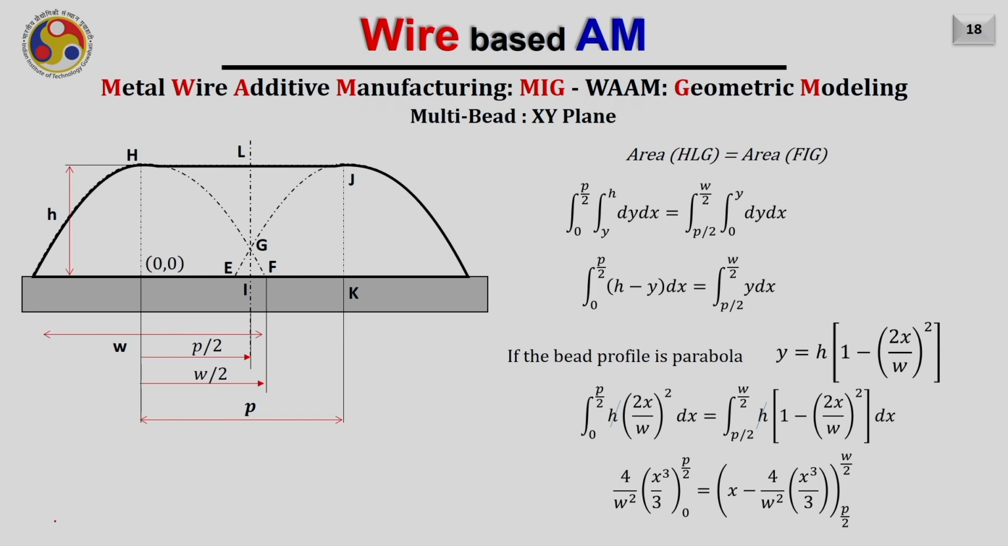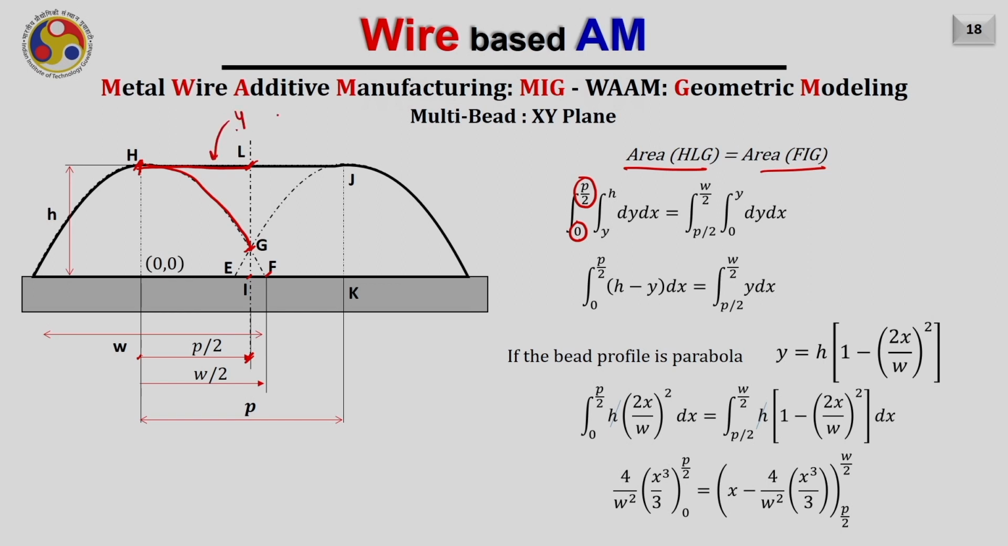So for that, let us find out the area HLG and area FIG. To obtain the area HLG, I can do the double integration, right? That will be starting from this point 0 to this point, that is P by 2, right? So integration from 0 to P by 2 for the x-axis, and then from this equation to this equation.